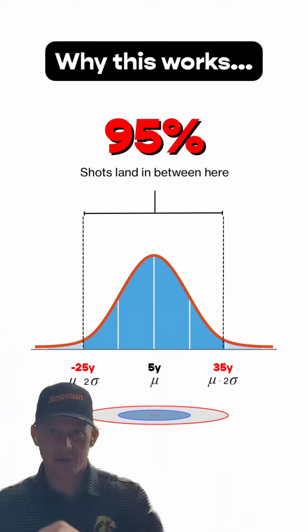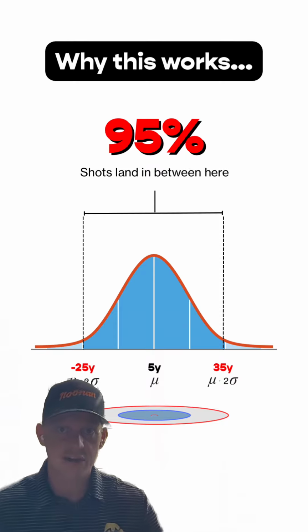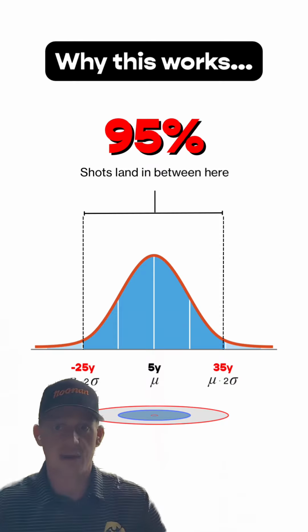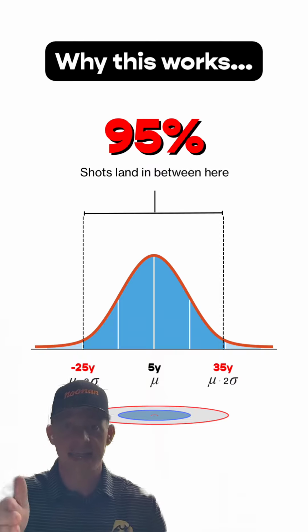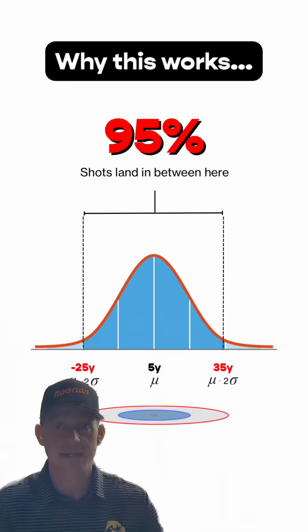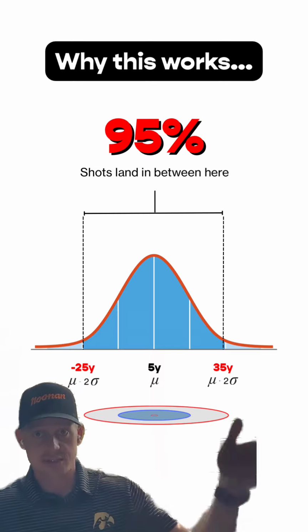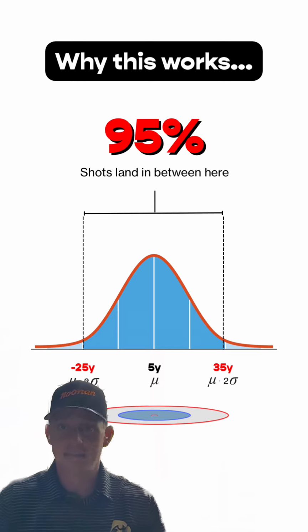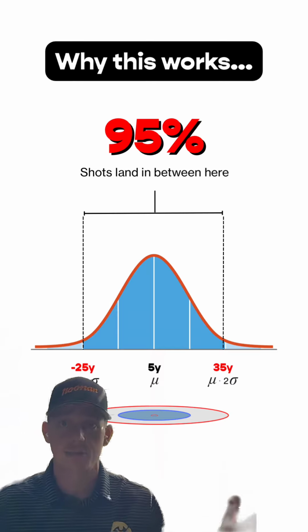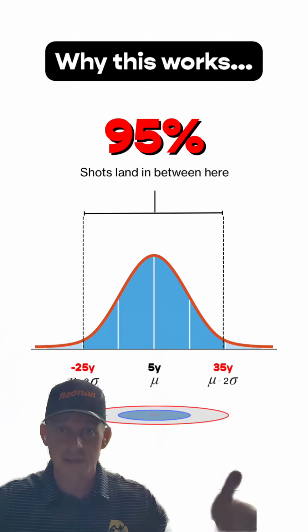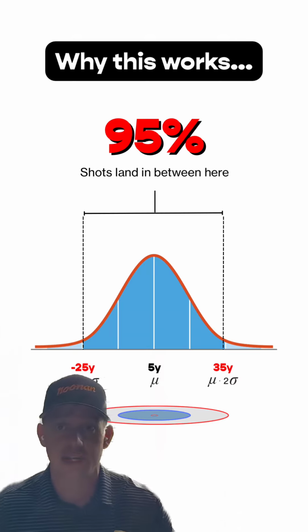This is a bell curve, right? Right in the middle is your average, and then each dotted line on the right and left is a standard deviation. So effectively what we did is we took 1, 2 standard deviations to the right, 1, 2 standard deviations to the left. And based off of basic statistical principles, you can see that between those two numbers is where 95% of your shots will go.